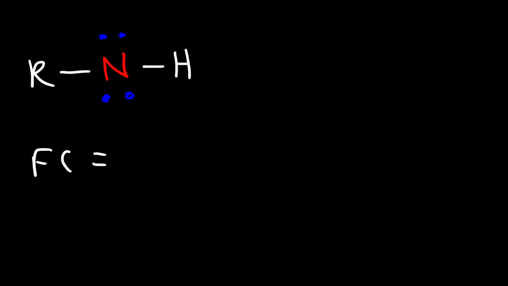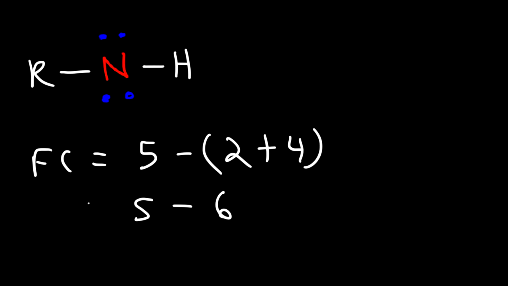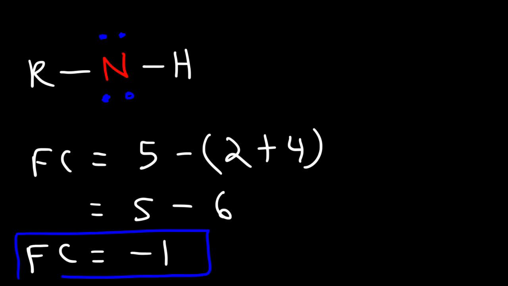Nitrogen is found in group 5A of the periodic table, so it has 5 valence electrons. In this structure, it currently has 2 bonds, and it has 4 dots, or 2 lone pairs. So 2 plus 4 is 6, and 5 minus 6 is -1. And so the nitrogen has a negative formal charge in this example.